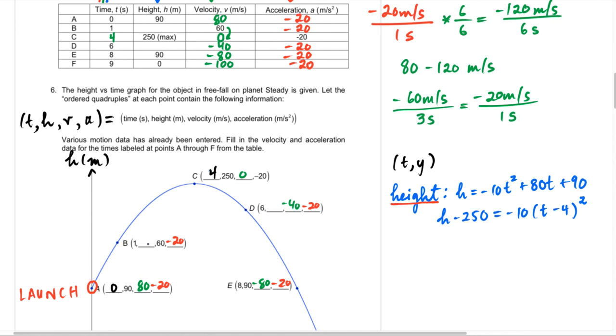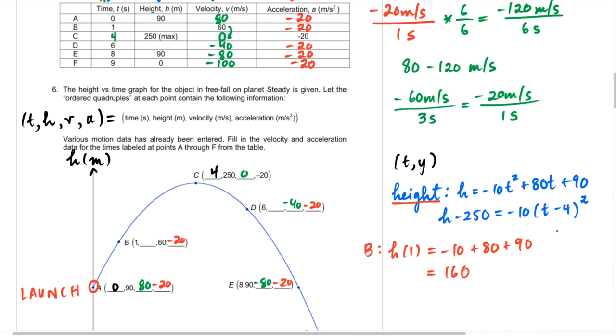So at point B, we're missing the height, and we want to substitute in t equal to 1. I think maybe using the first equation is easier for that. So the height at time 1 for point B is going to be given by negative 10 times 1 squared plus 80 times 1 plus 90. That's going to give us a value of 160 meters. So completing the table and completing the ordered quadruples on the graph, the 160 meters makes sense for point B because it's somewhere between 90 meters and 250 meters.